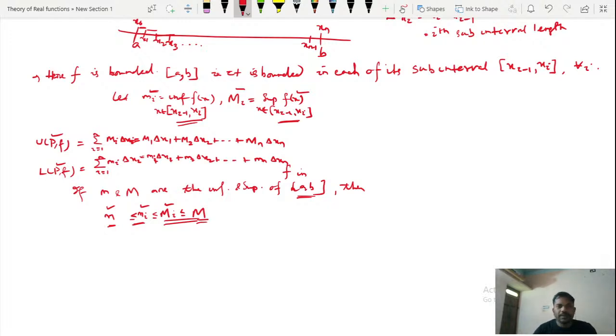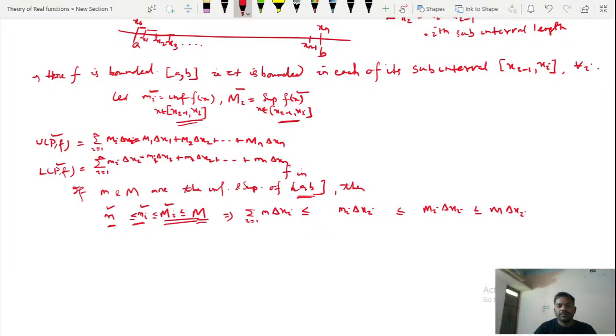So if I multiply by delta xi, small m delta xi is less than or equal to small mi delta xi, which is less than or equal to capital Mi delta xi, which is less than or equal to capital M delta xi, where i varies from 1 to n.